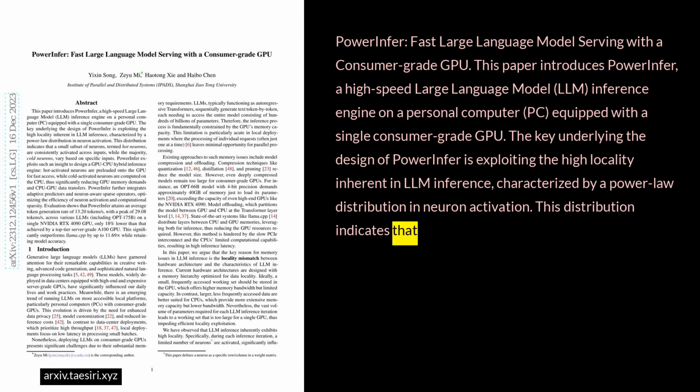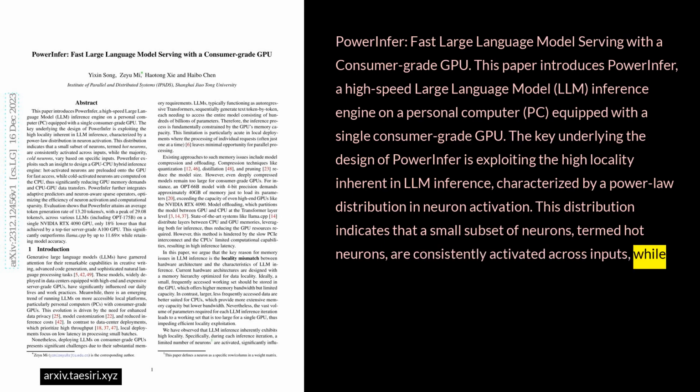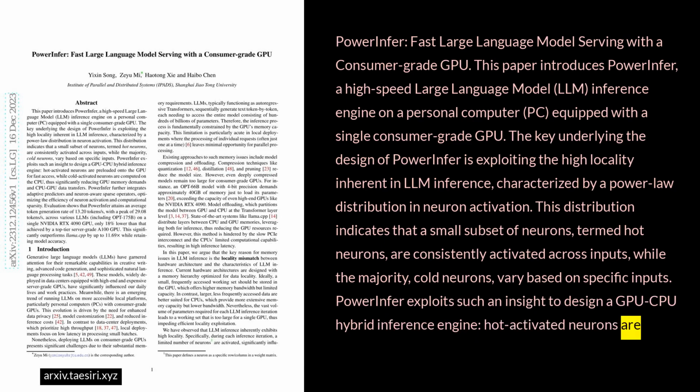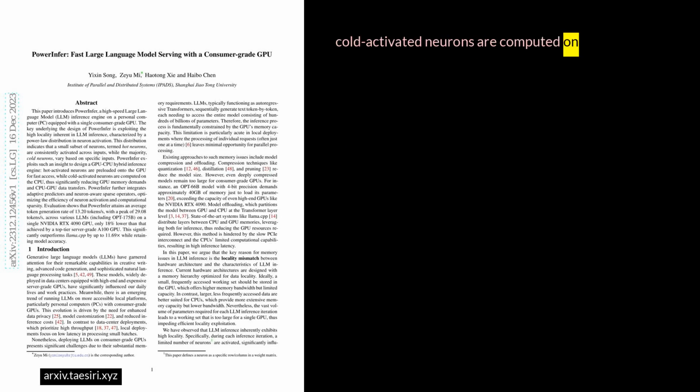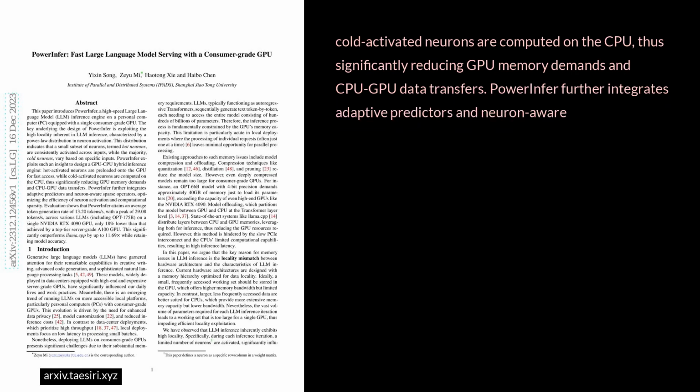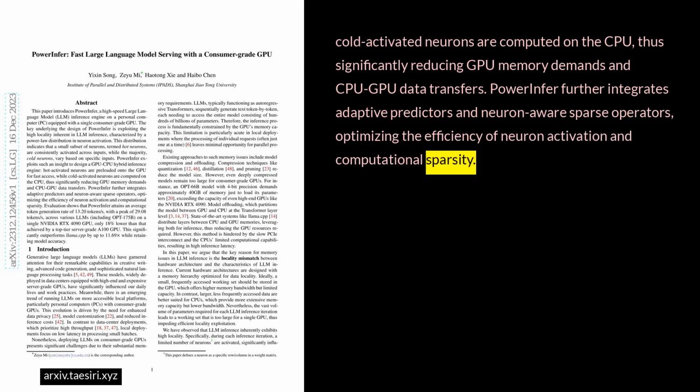This distribution indicates that a small subset of neurons, termed hot neurons, are consistently activated across inputs, while the majority, cold neurons, vary based on specific inputs. PowerInfer exploits such an insight to design a GPU-CPU hybrid inference engine. Hot activated neurons are preloaded onto the GPU for fast access, while cold activated neurons are computed on the CPU, thus significantly reducing GPU memory demands and CPU-GPU data transfers. PowerInfer further integrates adaptive predictors and neuron-aware sparse operators, optimizing the efficiency of neuron activation and computational sparsity.